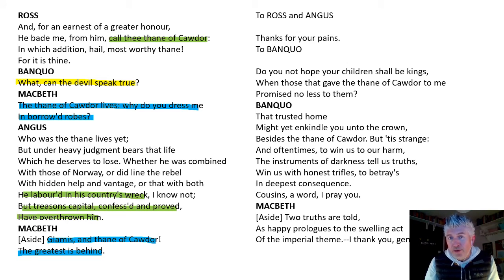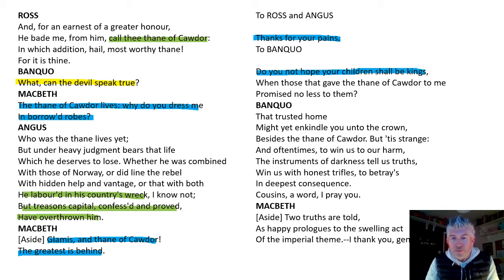To Ross and Angus, the aside is over. "Thank you for your pains. Macbeth is a good-mannered man." Now to Banquo. "Do you not hope your children shall be kings?" Which is a reference to the prophecy that Banquo got from the witches, when those that gave the Thane of Cawdor to me promised no less to them.